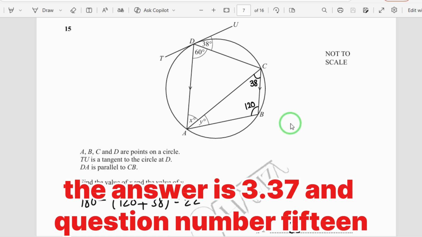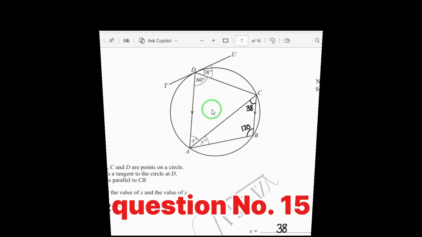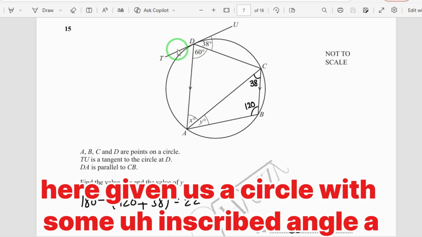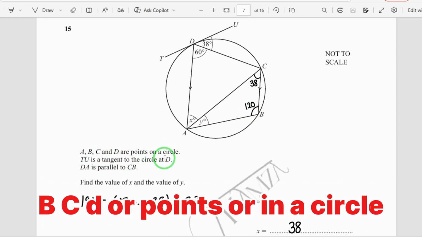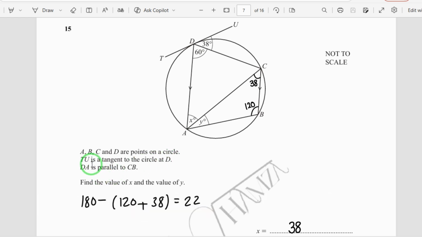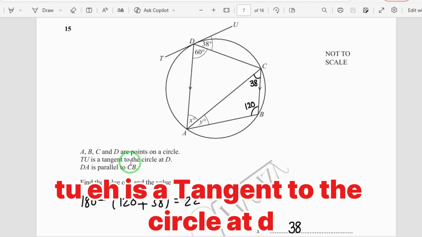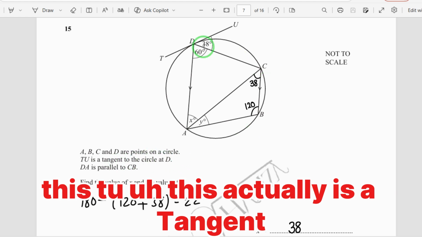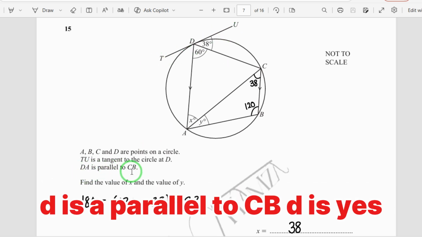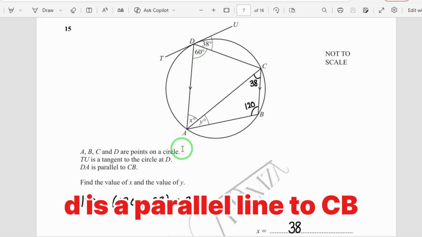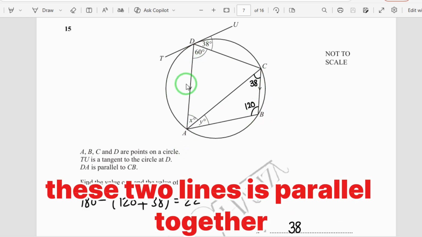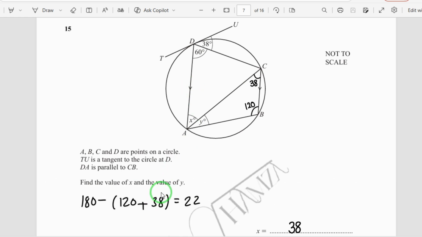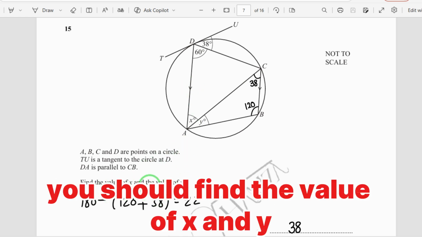And question number 15. Question number 15 gives us a circle with some inscribed angles. A, B, C, D are points on a circle. TU is a tangent to the circle at D. This TU is actually a tangent. AD is a parallel line to CB. These two lines are parallel to each other. You should find the value of X and Y.